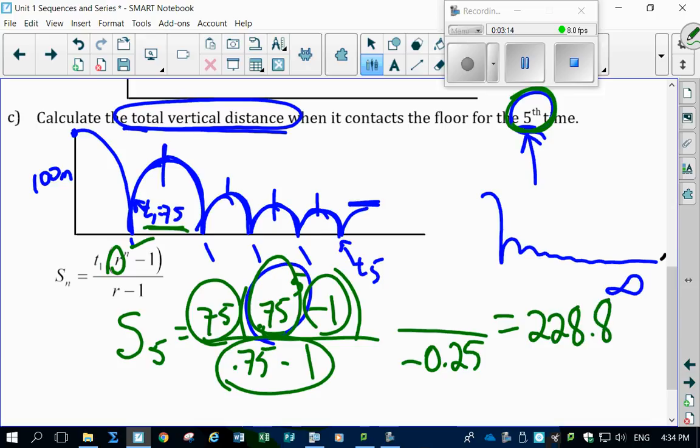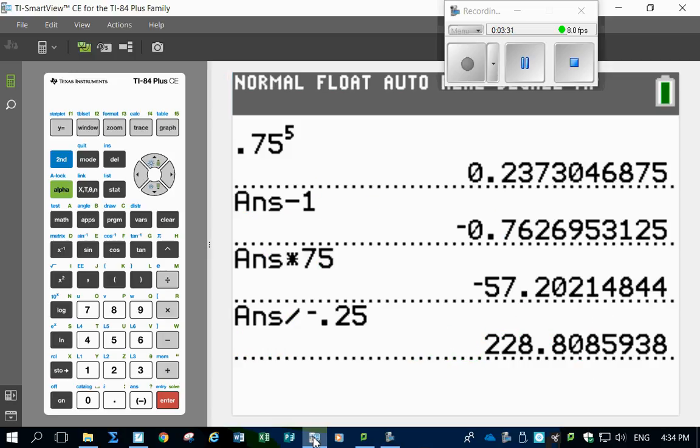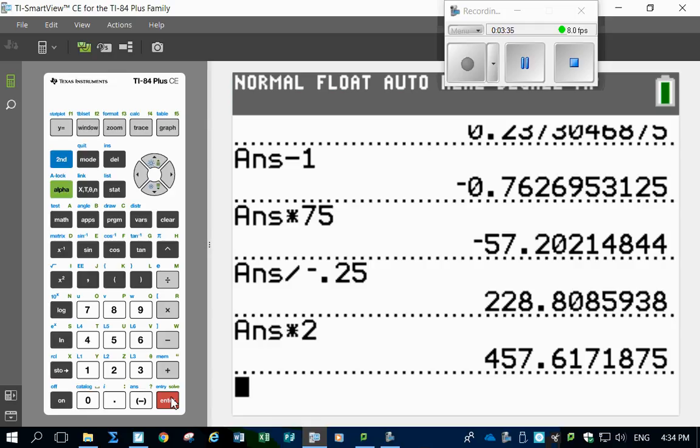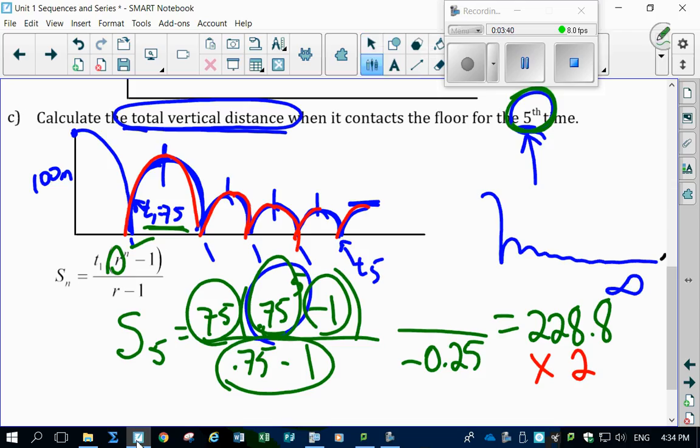228.8. Now, what does that number mean? That just means the number going up, up, up. And that's the sum of all the values going up. Well, don't forget, we're going down, down, down. So we have to multiply this number by 2, okay? So since it's still on the calculator, let's use that. Multiply it by 2. Gives us 457.6. Very cute. Okay, let's go back to this. 457.6 is what this works out to be.